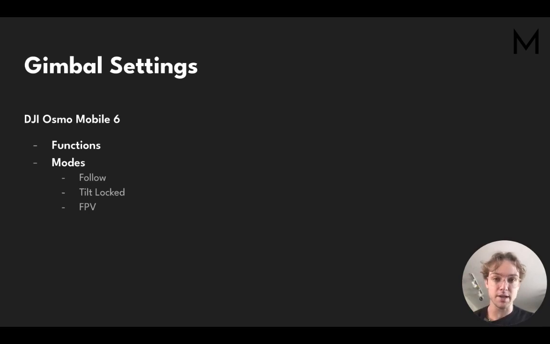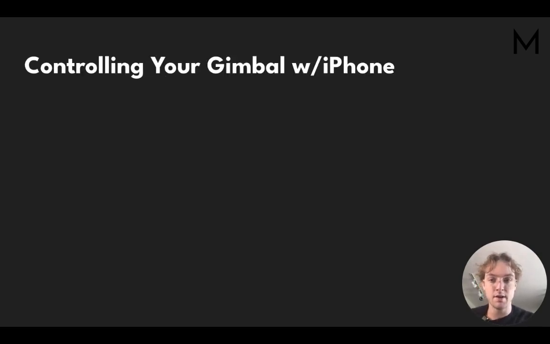I do use FPV for some accent shots, but I'm not going to get into that because that's a lot more advanced. Maybe I'll go into that in the advanced shooting techniques portion. And then finally is spin shot. This is going to lock all axes besides the axis of tilting. So yeah, that's all. I don't use that for real estate at all.